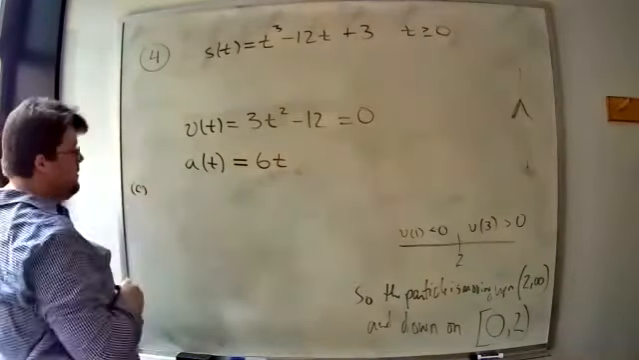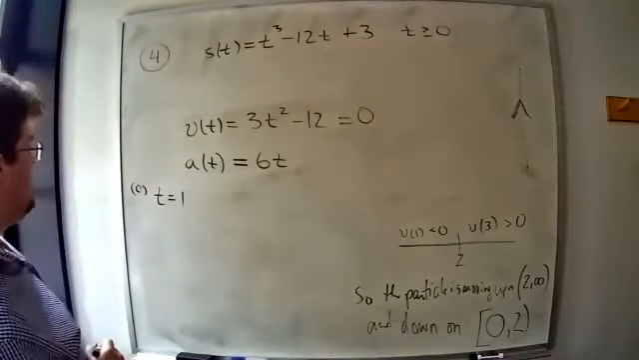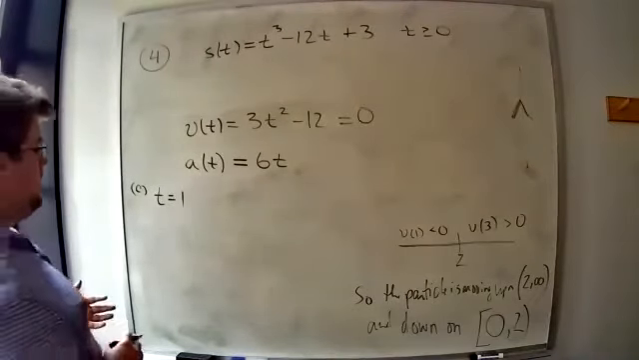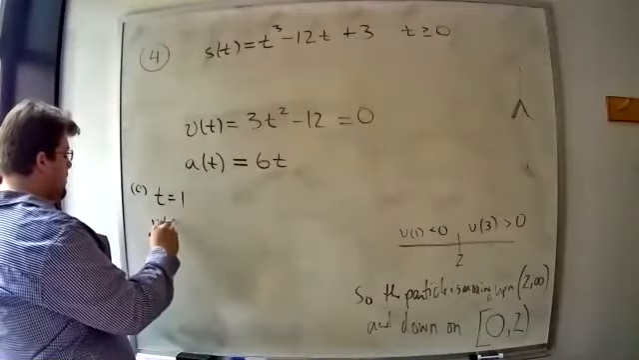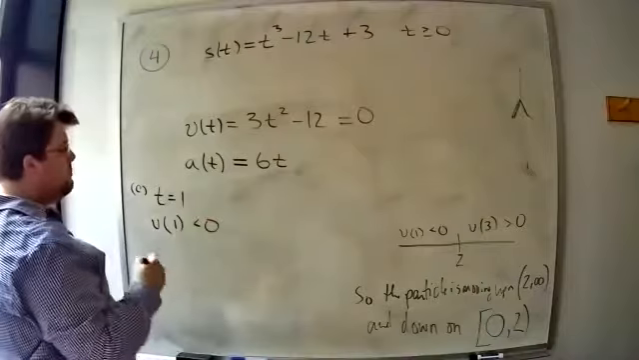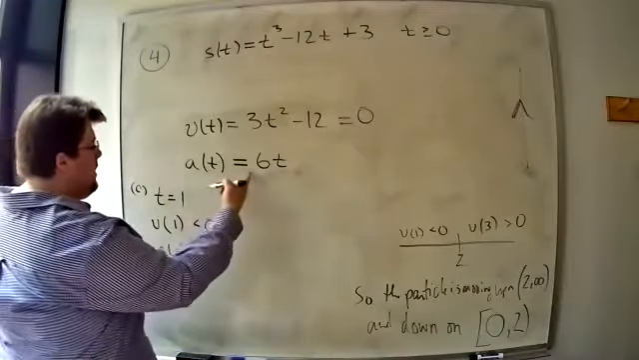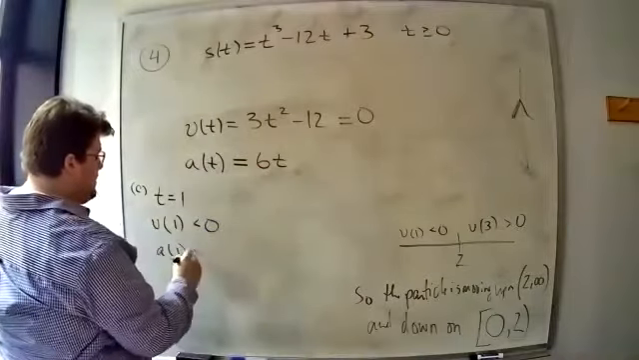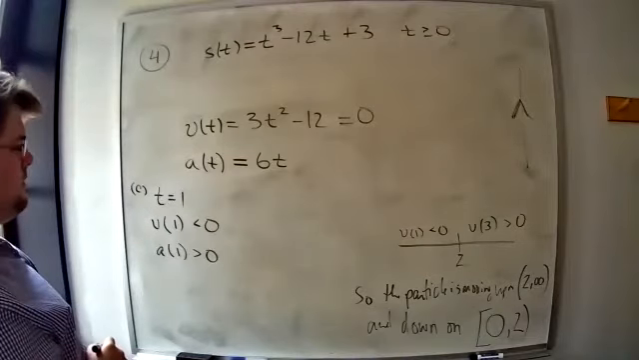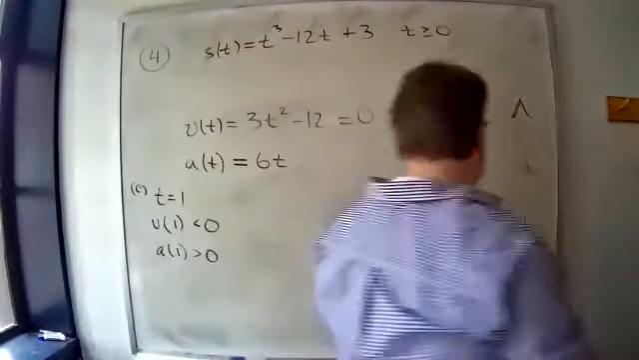So part C. Let's pick time equal 1 first, because 1 is on the other side of 3. What happens at time 1? Well, at time 1, the velocity is negative. We found that in part B. What's the acceleration at 1? The acceleration at 1 is 6. It's positive. What does that tell us about how the particle is moving? Is it speeding up or slowing down?